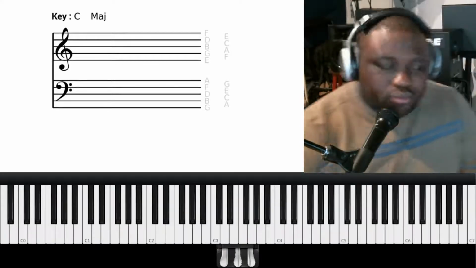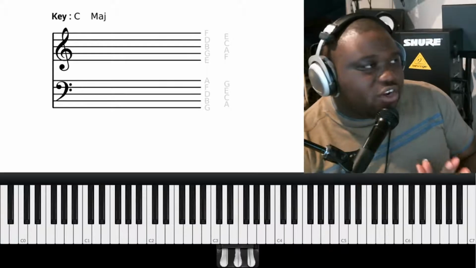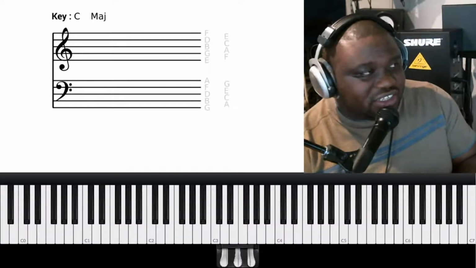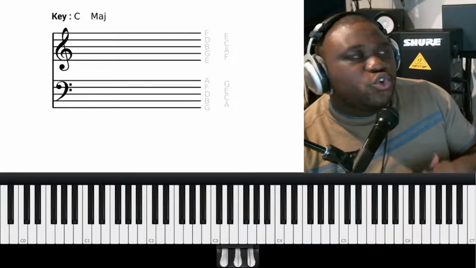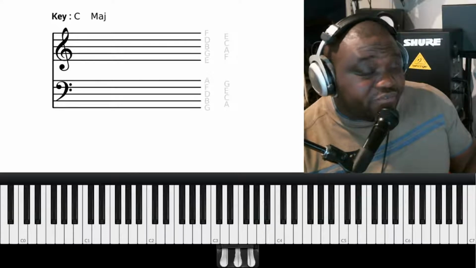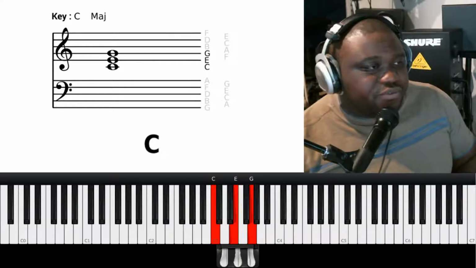Well, here is the trick though. Extensions will never happen until you have your perfect 7th. Okay? So you cannot have an extension with just a perfect chord, a perfect 5th chord. What is a perfect 5th chord? 3rd and 5th, right?